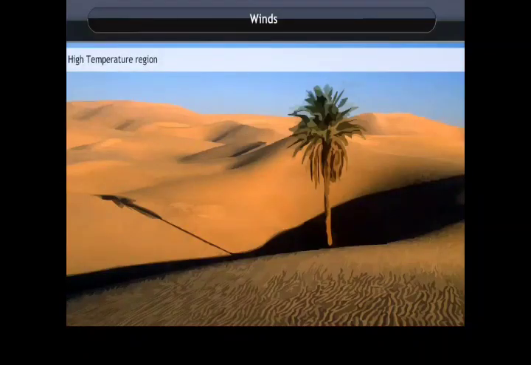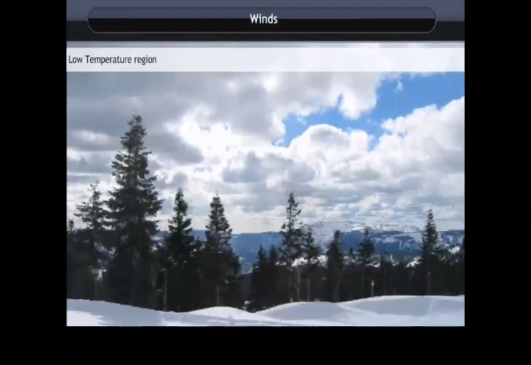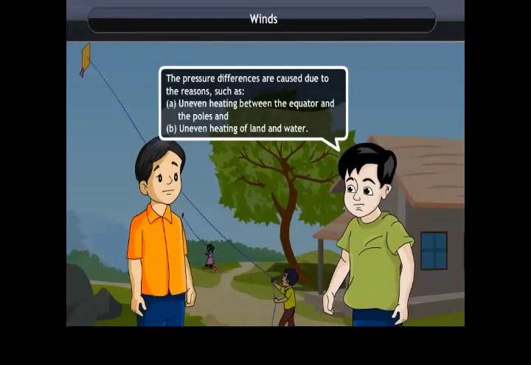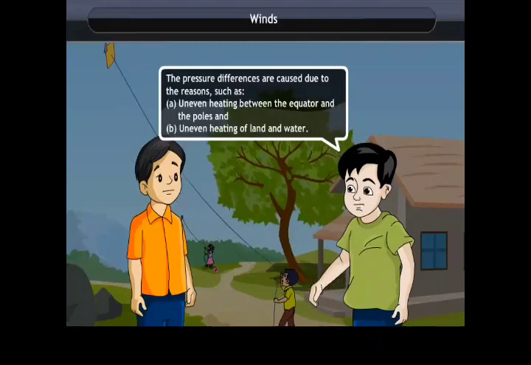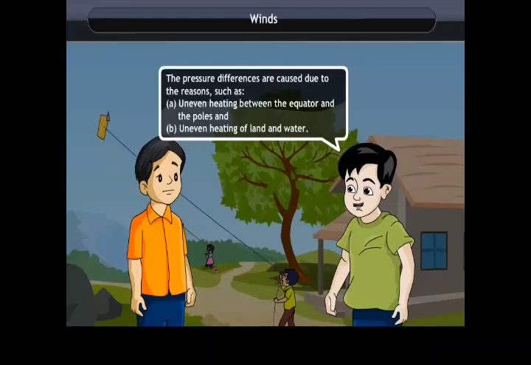A region with a high temperature has a low pressure condition because of low air density. It means when a place is hot, air above the place will also get heated up and hence will rise up. As a result, the air density at that place decreases. A region with a low temperature has a high pressure condition. The pressure differences are caused due to the reasons such as uneven heating between the equator and the poles, and uneven heating of land and water.